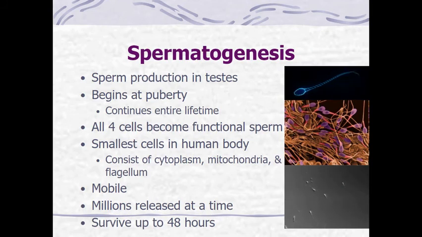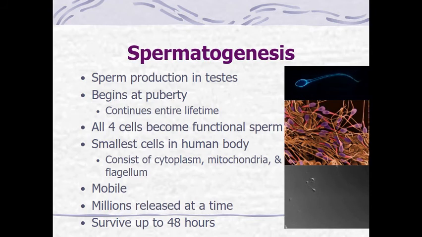Meiosis in males is called spermatogenesis, and this is the production of sperm, which takes place in the testes. The production of sperm does not begin until a male is at puberty, and once his body starts producing sperm, that will continue his entire lifetime. So males potentially have the ability to father children from puberty all the way until they die.